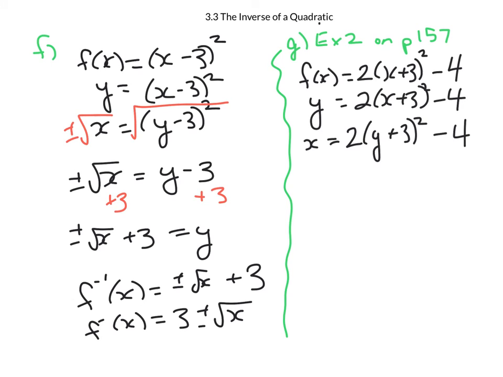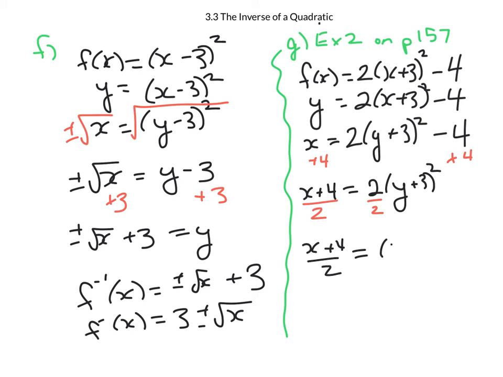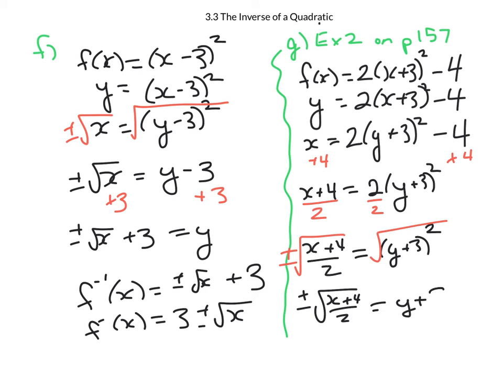Let's rearrange. We have to move that 4 first because it's the farthest away. So I have x plus 4 equals 2 bracket y plus 3 squared. Next move is the 2. So I now have x plus 4 over 2 equals bracket y plus 3 squared. Now I'm going to get rid of my square. So I need my plus or minus square root of everything. So I have plus or minus square root x plus 4 over 2 equals y plus 3.